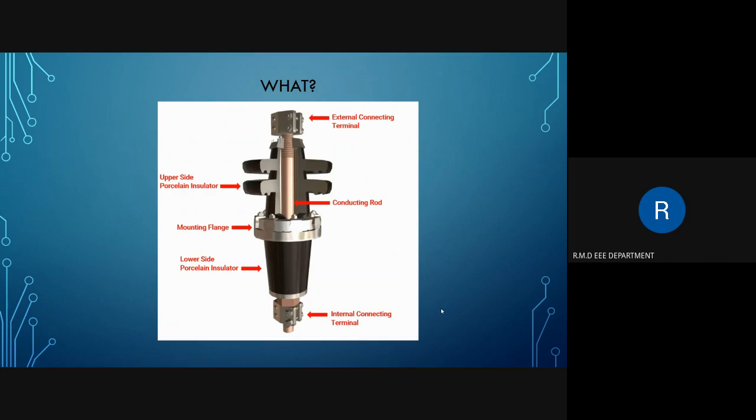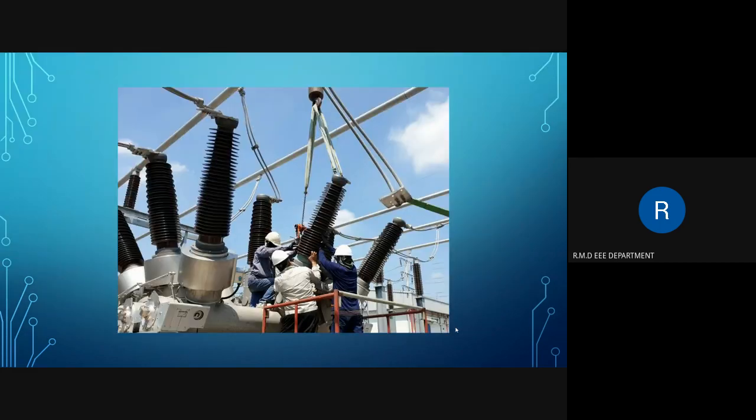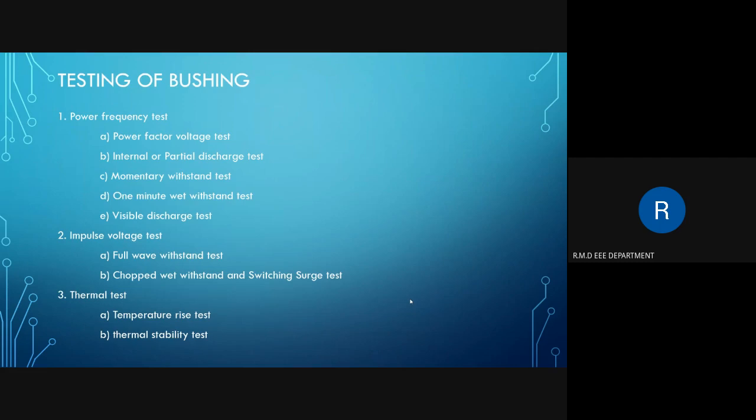This is the diagram representation of bushings, and the types of bushings depend on the insulation: porcelain insulation bushing, then paper insulation, and then resin insulation. These are the different types of bushings. In the transformer, these bushings are used. Now we will move to the topic, the testing of bushings.